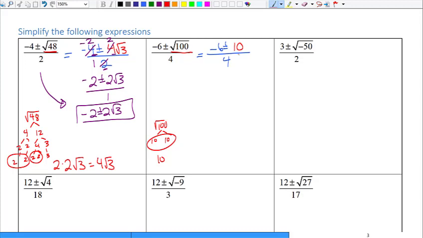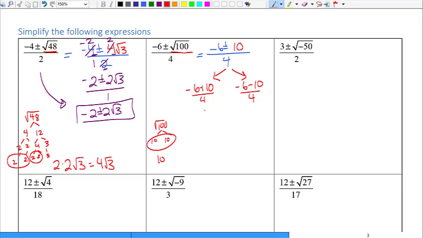Okay, do I have a radical? No. Do I have an i? No. Well, because I don't have a radical or an i, this means I can actually evaluate the top. I happen to know what negative 6 plus 10 is, and I happen to know what negative 6 minus 10 is. So because this turned out to be an integer, I need to actually finish the problem.